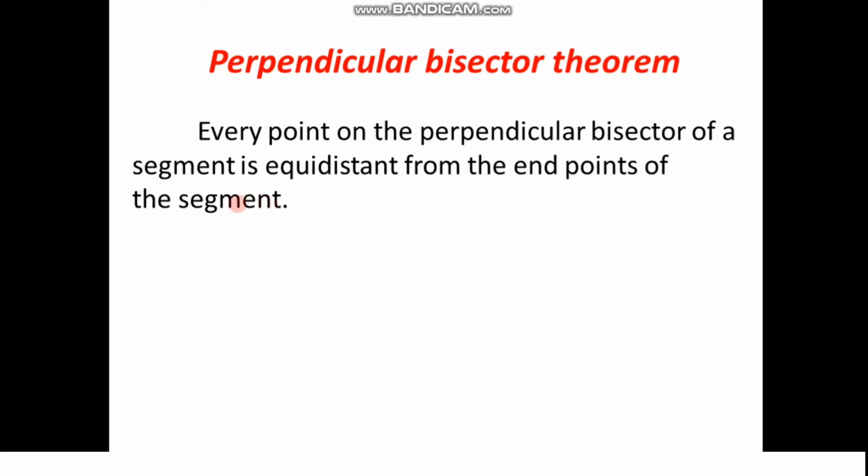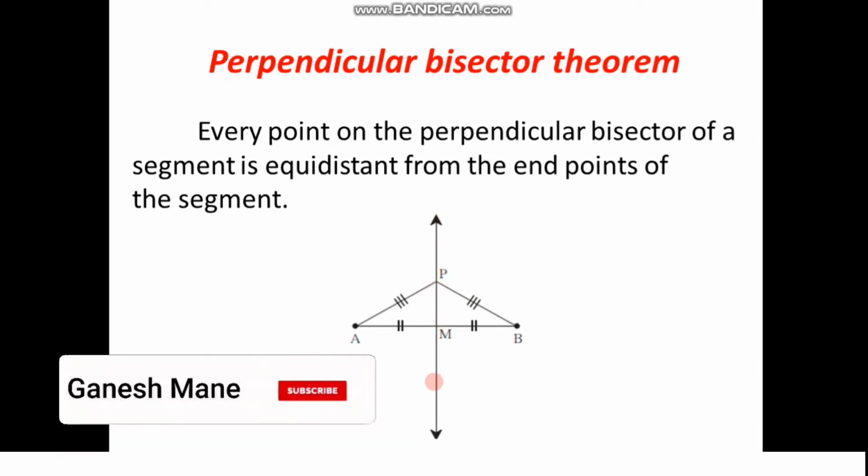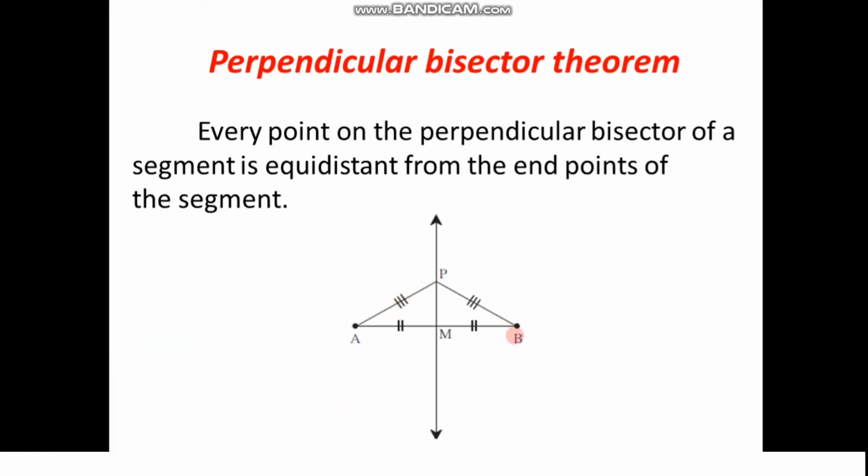First of all, let us try to illustrate this by using a diagram. So let us consider this diagram in which segment AB is given, and here line PM is the perpendicular bisector of segment AB. Now if it is so, then if we take any point on this perpendicular bisector, it must be equidistant from two endpoints of the segment, that is from point A and point B.